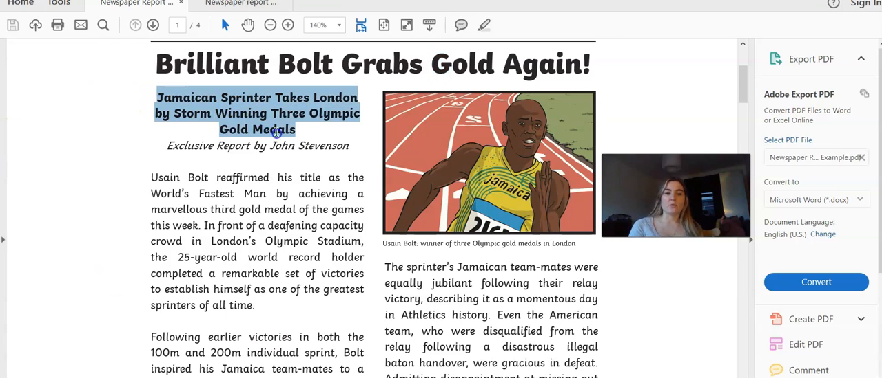And then here we have something which is called a byline. Now, a byline is something that goes underneath a newspaper heading, and it is sort of a sentence to give a bit more information. So "Jamaican sprinter takes London by storm, winning 3 Olympic gold medals." So it tells us a bit more about the headline. Okay, and then onwards we can see we've got a picture here to draw in the reader, as well as a caption. We did captions not long ago, and they are a short sentence again to give us information about what is happening in the picture.